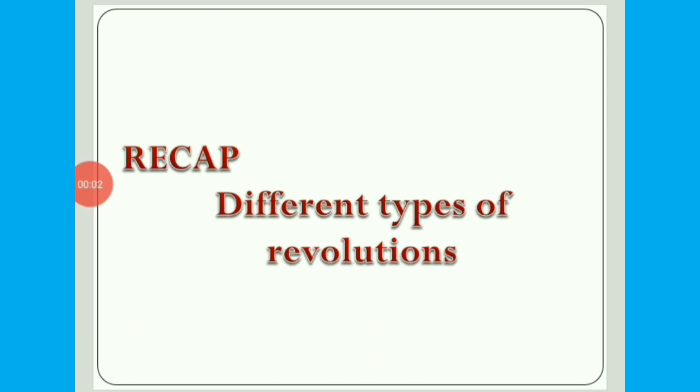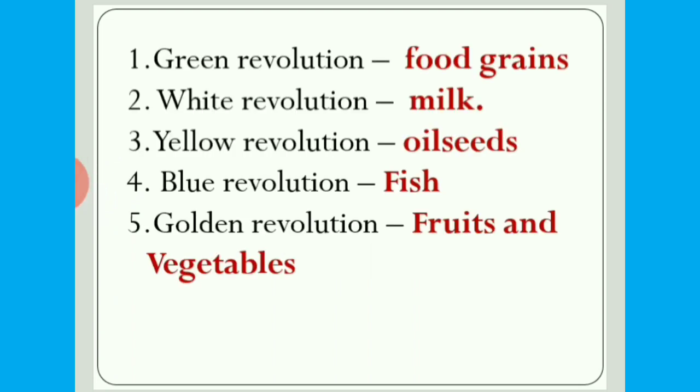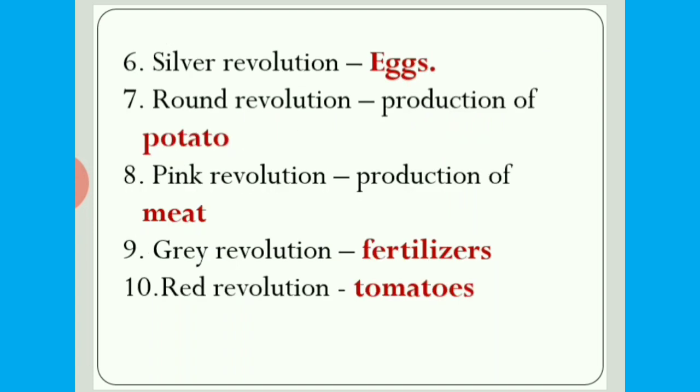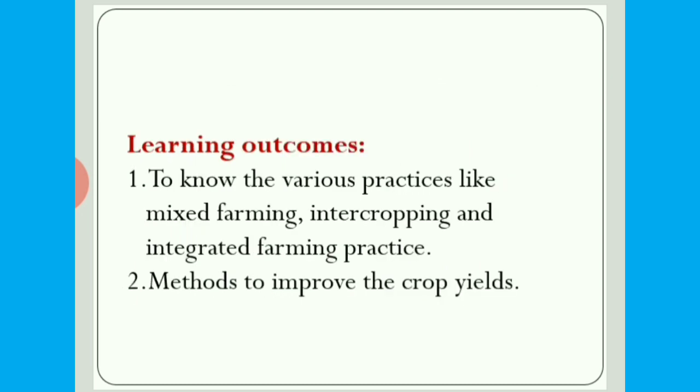Let me recall the different types of revolutions. Food grains, green revolution. Increase in the production of milk, white revolution. Increase in the production of oil seeds, yellow revolution. Increase in the production of fish, blue revolution. Fruits and vegetables, golden revolution. Eggs, silver revolution. Round revolution is production of potatoes, pink revolution is production of milk, grey revolution production of fertilizers, and red revolution is production of tomatoes. So what are the learning outcomes we are going to attain at the end of this session?